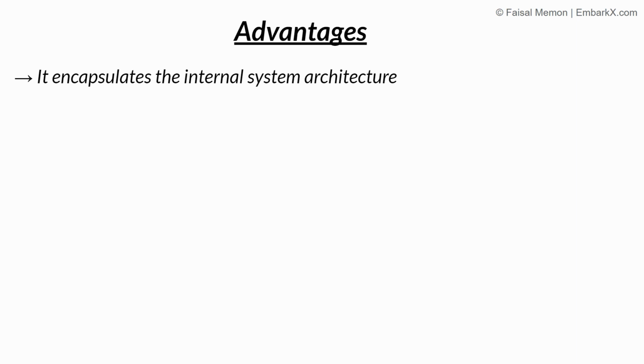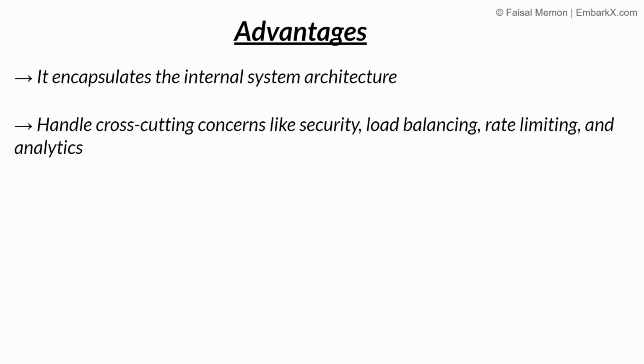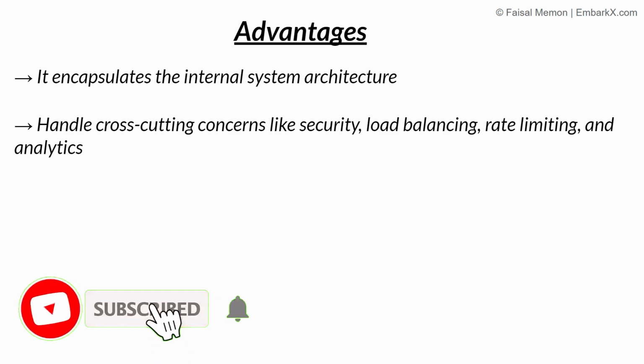So with this advantage, API gateway encapsulates the entire internal system architecture. The next advantage would be to handle cross-cutting concerns like security, load balancing, rate limiting, and analytics. Now, these things are important when it comes to microservices or building any application. So essentially, you can have API gateway handle all of this, and the microservices can be free from such things. So you delegate all of that responsibility to API gateway.